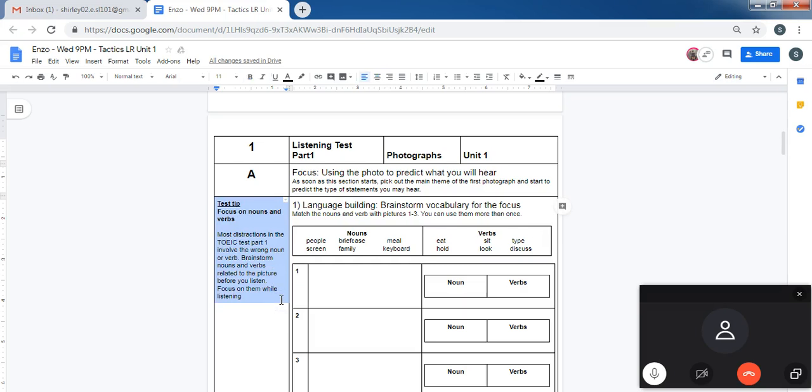Test tip. Focus on nouns and verbs. Most distractions in the listening test program involve the wrong noun or verbs. Brainstorm nouns and verbs related to the picture before you listen. Focus on them while listening.